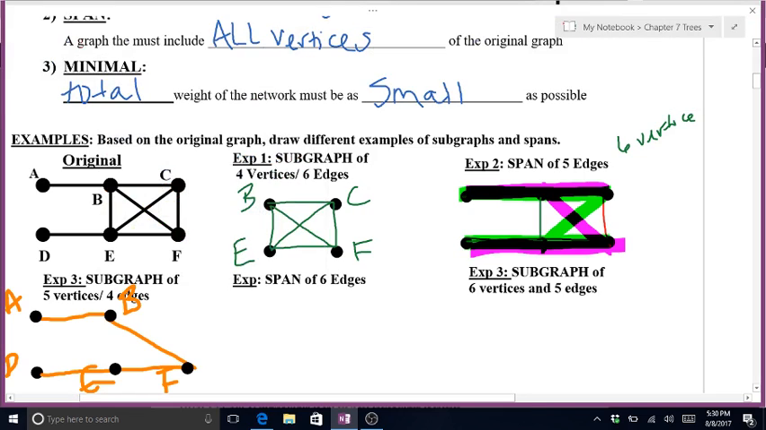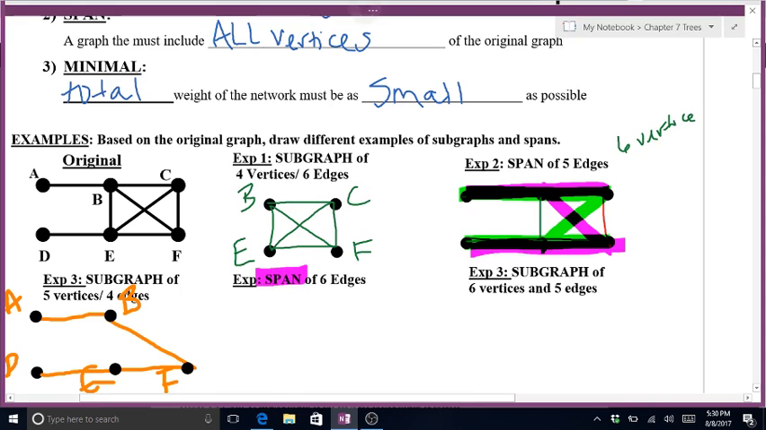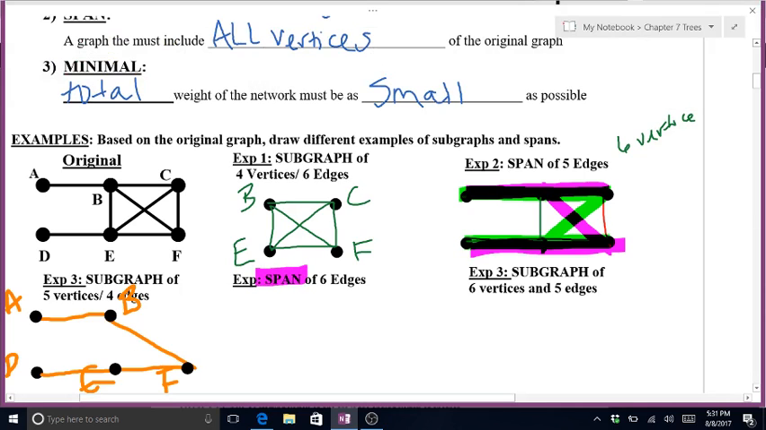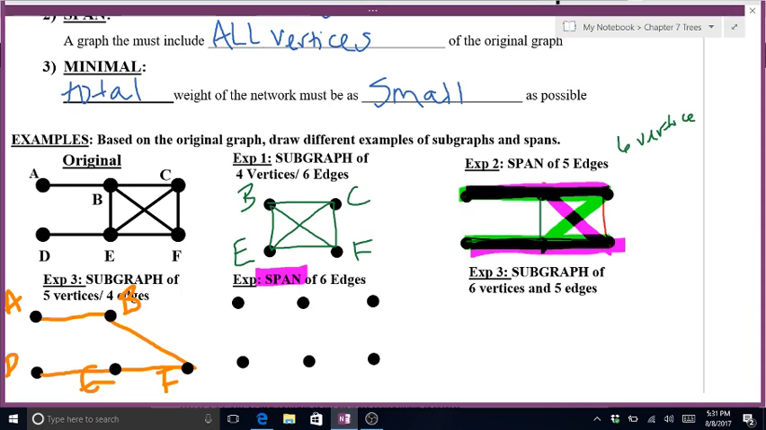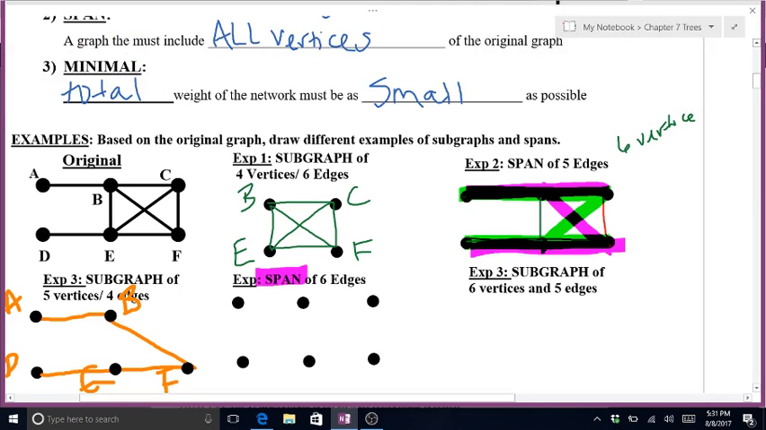Okay, span of 6 edges. Keyword here, span. Span, that's our key word here. So span means I need all 6 of my dots. I need all 6 nodes or terminals. And this time I need to connect them using 6 edges. Any 6 edges you want.